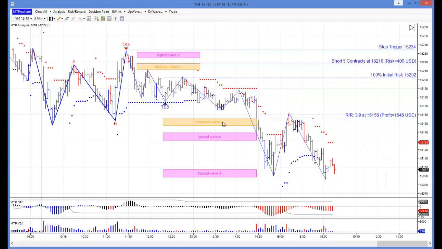Well, rather than coming out at the first target, which is the minimum wave C WPT, what we do is we extend our target out to the typical wave 3 WPT. Again, these are on the chart in advance for you to use before the market even gets there. So this would be our target down here. And as you can see, this would allow a trade down into this lower target for a lovely 7.5 R profit. Remember, 7.5 R means 7.5 times the initial risk.